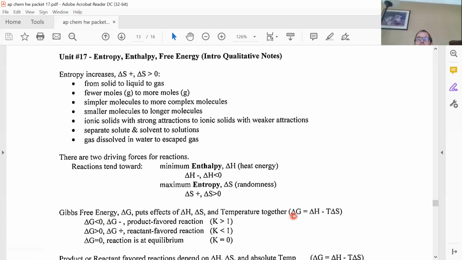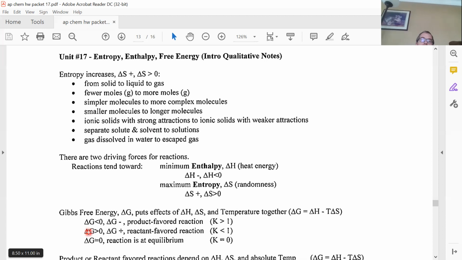Thanks. Delta G equals delta H minus T delta S. So notice if it's favorable for delta H to be negative, then it's favorable for delta G to be negative. Also, if delta S is positive and it's favorable, minus a positive would make this negative. So both of these conditions would make delta G negative. Therefore, when delta G is negative, or less than zero, the products are favored in equilibrium, and this corresponds to K greater than one.